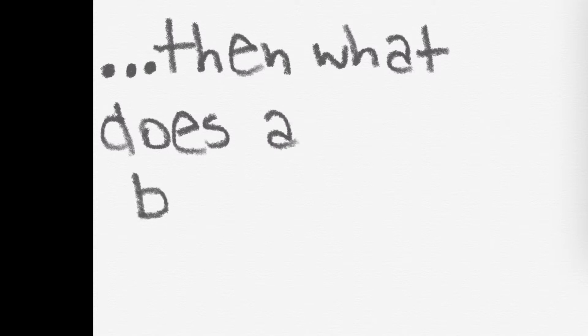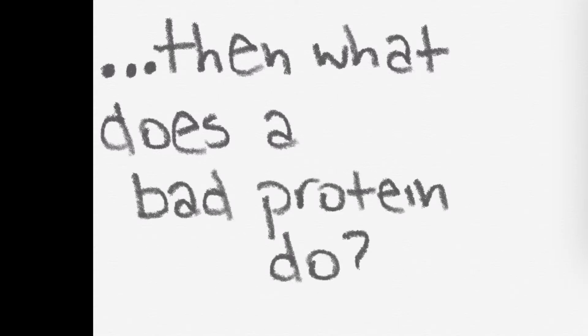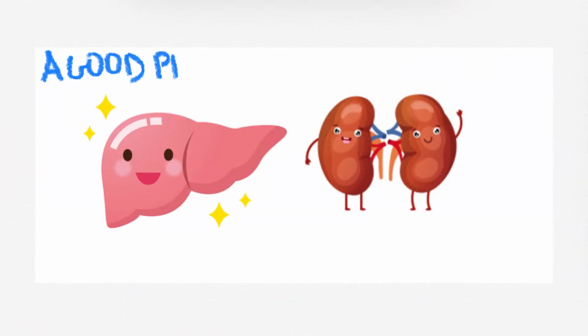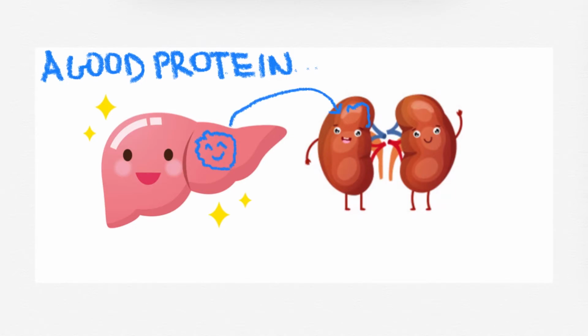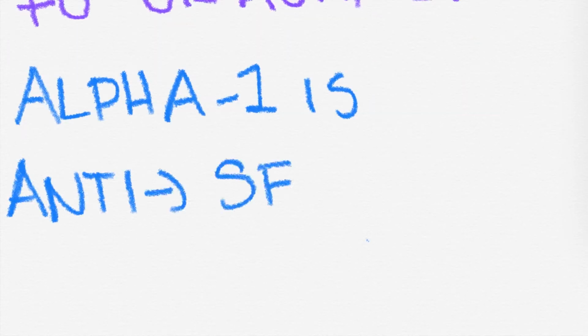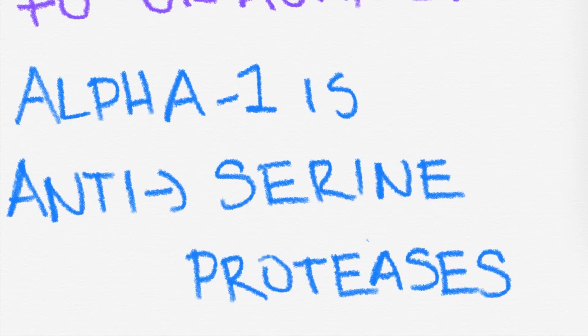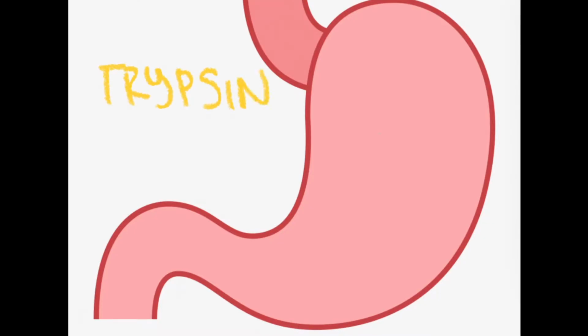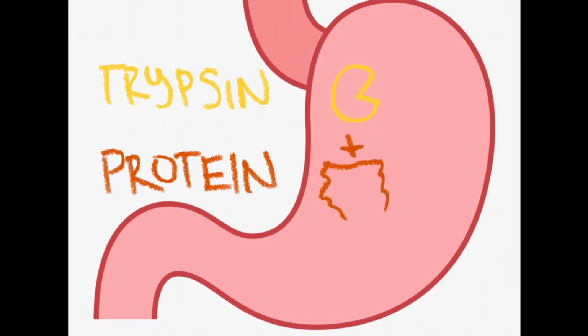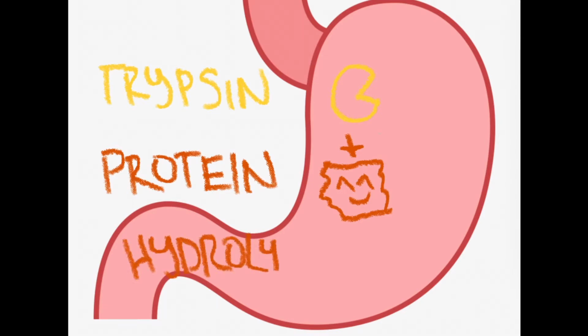You may be thinking, great, but what does a bad protein even do? Well, let's talk about what a good protein does. α-1 antitrypsin is created in the liver. After this, it gets shipped off to the lungs. What's in a name? Anti means opposed to or against. α-1 is anti-serine proteases. A protease, like trypsin, is an enzyme that breaks down proteins in the digestive tract. It achieves this through a process called hydrolysis.